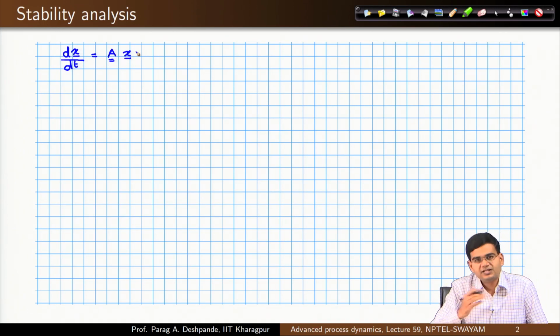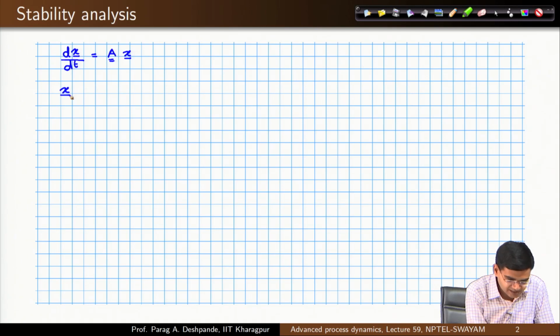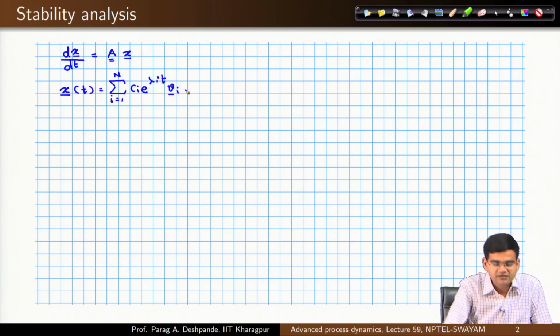So, this is an nth order autonomous system, and we spent a lot of time to understand how to assess the stability of the system apart from the dynamical features of the system. And how would you decide on the stability of the system? Well, you know that the general solution of this system is given as x(t) = summation i = 1 to N of c_i e^(lambda_i t) times the corresponding eigenvector v_i.